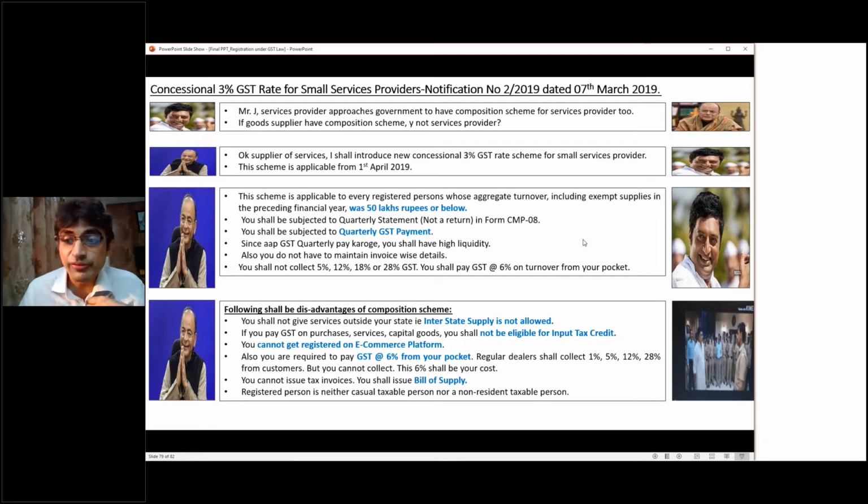Suppose I'm a mutual fund agent. Okay, great. Yes, when you become the Finance Minister, okay.